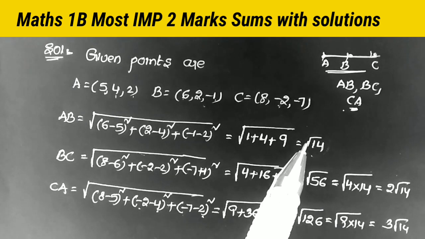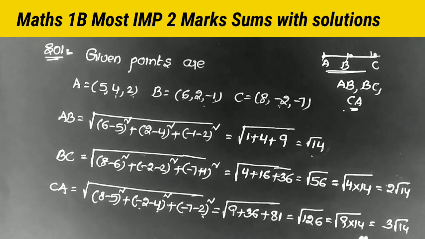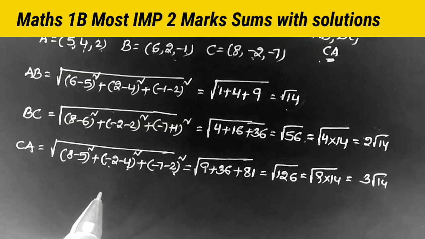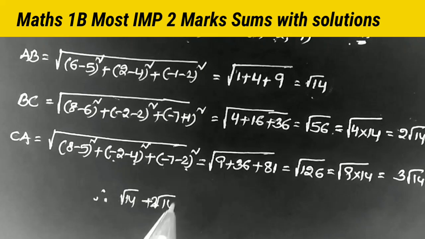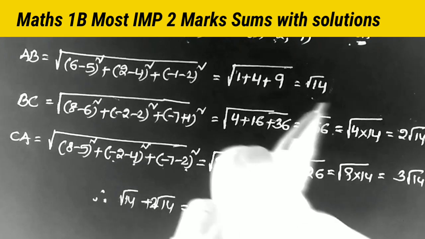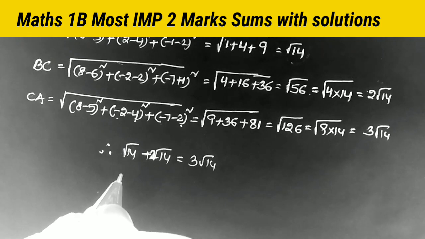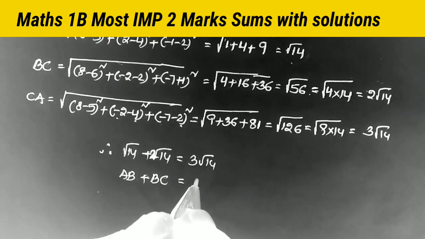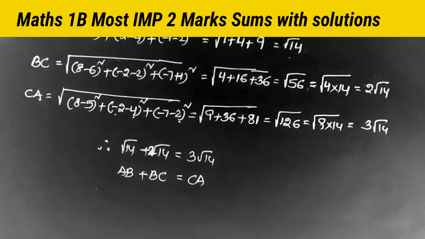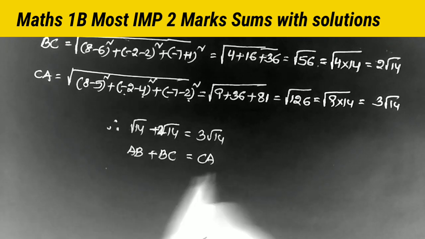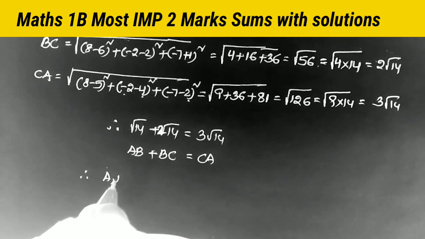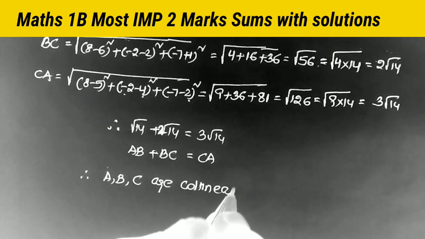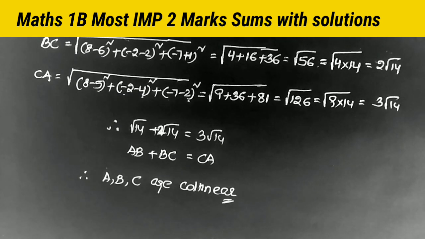See here, when we add the first and second distances, we get the third distance. That is, AB plus BC is equal to CA. So clearly, root 14 plus 2 root 14 is equal to 3 root 14. Here root 14 is AB, 2 root 14 is BC, and 3 root 14 is CA. Therefore, AB plus BC is equal to CA, so the sum of the two distances is equal to the third distance. Therefore, the given points A, B, C are collinear points. That's all.